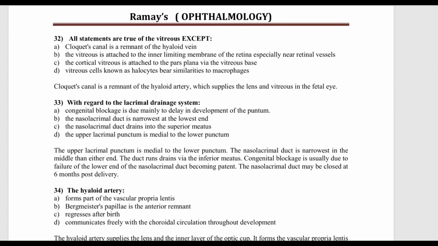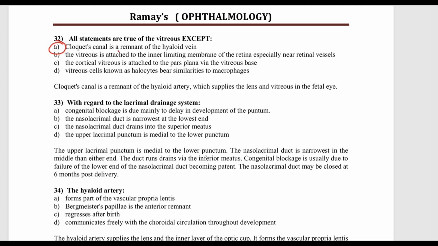Our next question is: all the statements are true of the vitreous except. The options are: the cloquet canal is a remnant of the hyaloid vein; the vitreous is attached to the inner limiting membrane of the retina, especially near the retinal vessels; the cortical vitreous is attached to the pars plana by the vitreous base; vitreous cells, also known as hyalocytes, are similar to macrophages. So, what is the wrong statement?